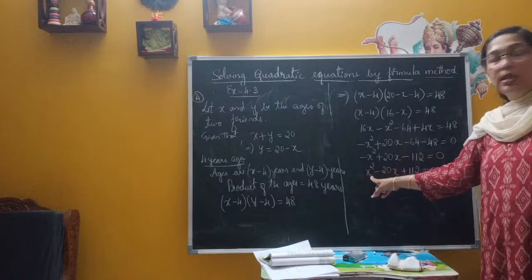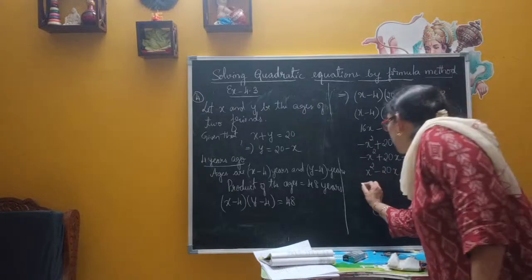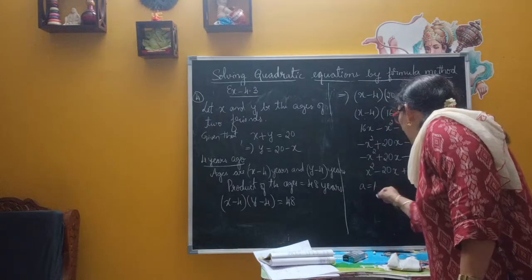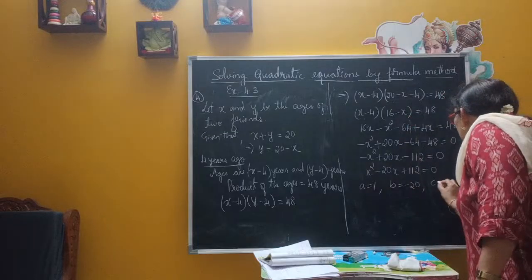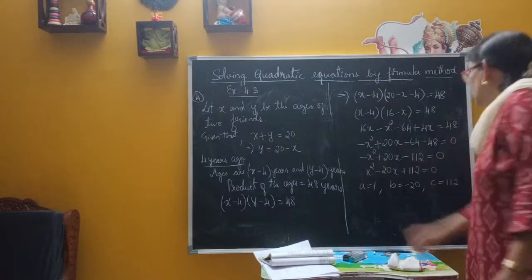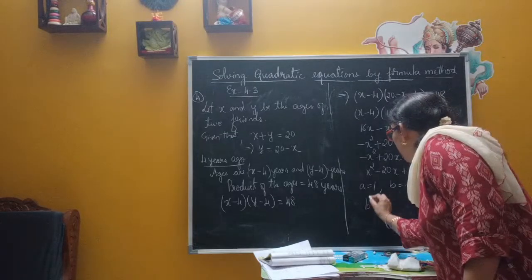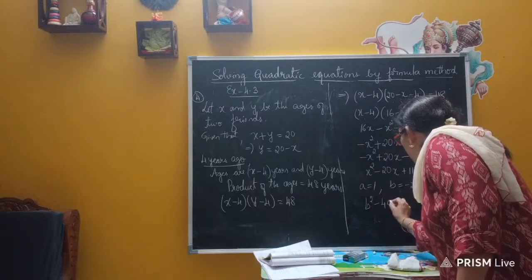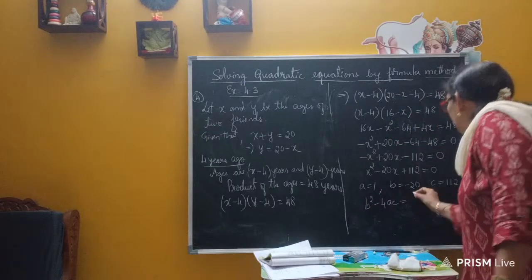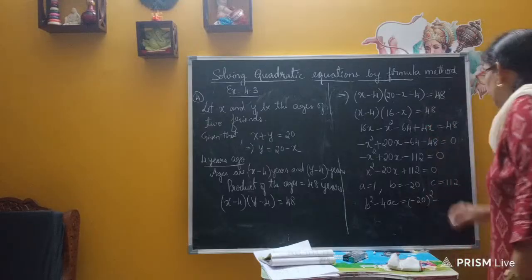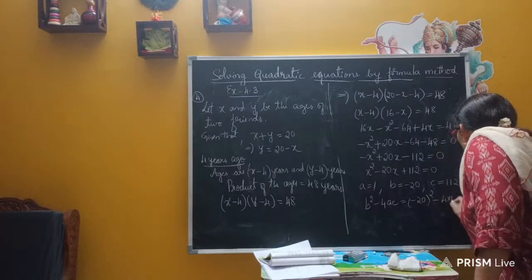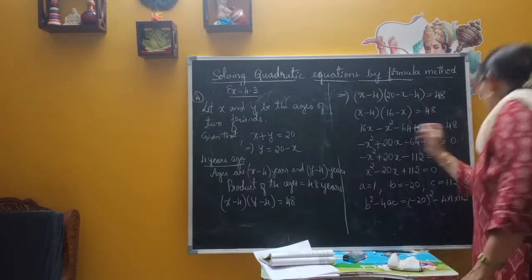We have to find the discriminant. So A is equal to how much? 1. B is equal to minus 20. C is equal to 112. So B square minus 4AC is equal to minus 20 whole square minus 4 into 1 into 112.